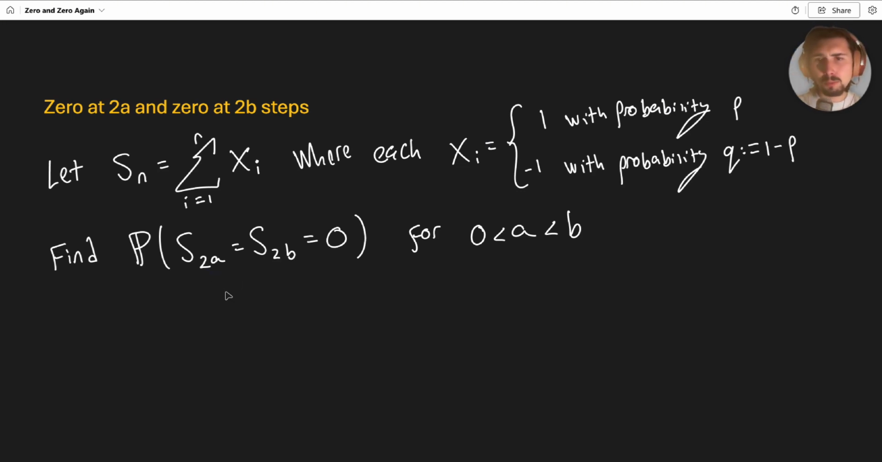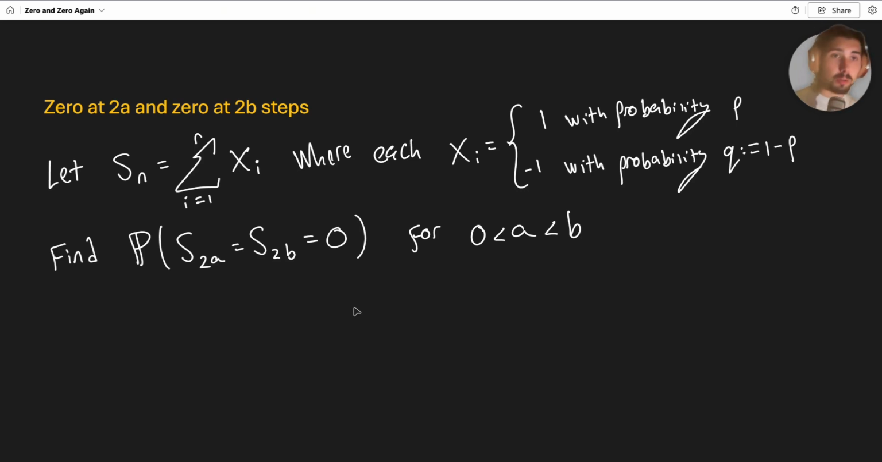If a is quite a small number and b is a really big number, then we could have lots of zeros in between those two steps of 2a and 2b. But if I give you two numbers like 3 and 10, what I'm saying is, what is the probability that S sub 6 is equal to S sub 20, and they're both equal to 0 as well? What's the probability of that? We're going to look into it.